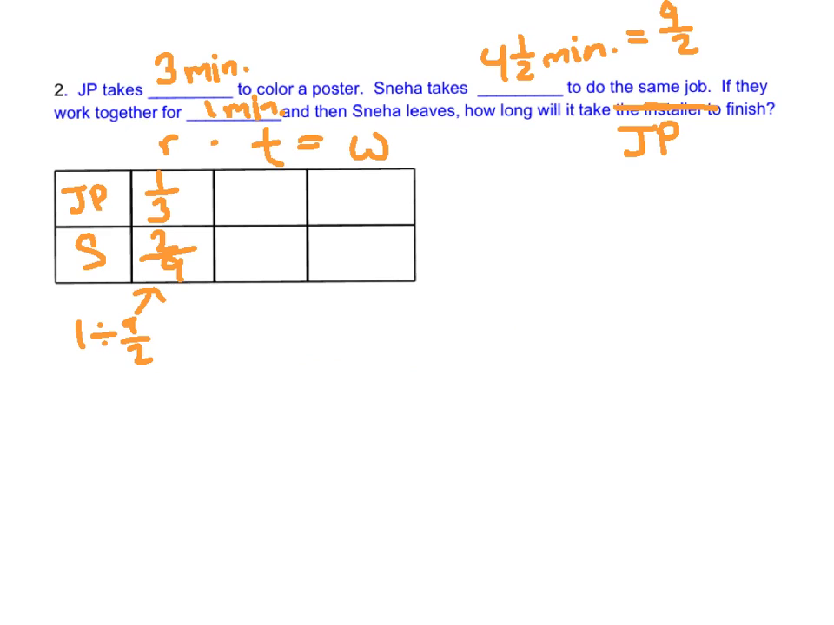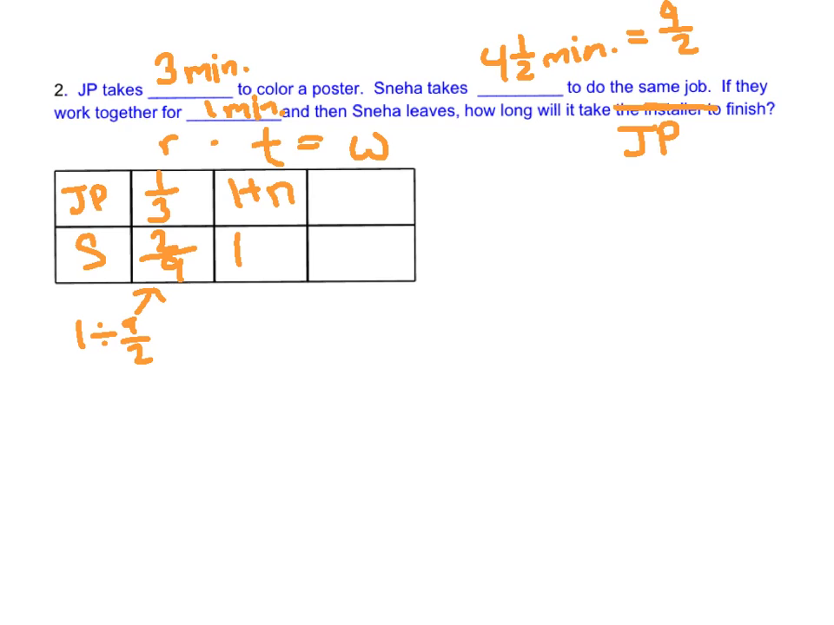Now, as for the time, this is the confusing part. Together, they work for 1 minute. So Sneha and JP have that 1 minute together. But Sneha leaves, and so JP has a certain amount of time to still work on the poster. So you're going to add N to JP's time because that's what you're trying to figure out. You don't know how much extra time it's going to take him to finish the poster.